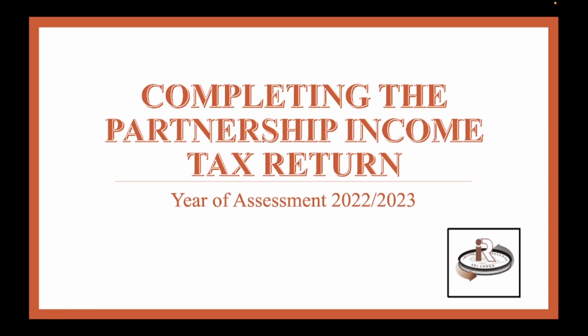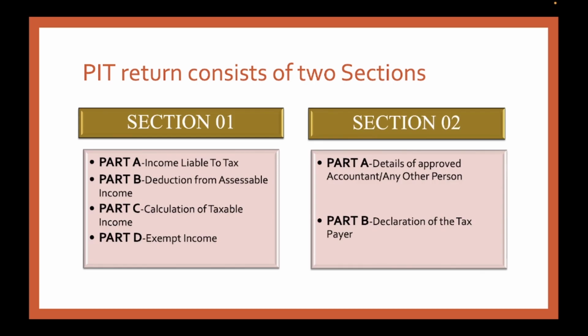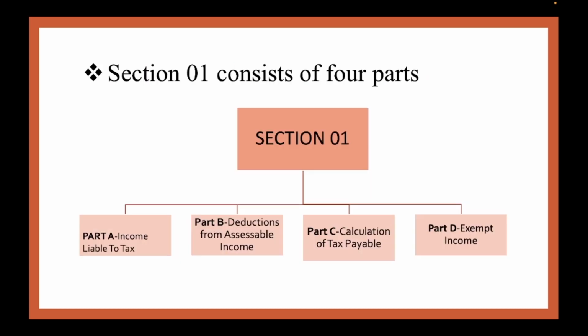This video presents you the instructions on how to complete your partnership income tax return for the year of assessment 2022 and 2023. The partnership income tax return, or the PIT return, consists of two main sections, Section 1 and Section 2. Section 1 is again divided into four different parts: Part A, Part B, Part C and Part D. Part A is for the income liable to tax, Part B is for the deductions from assessable income, Part C is for the calculation of tax payable and Part D is for the exempt income.